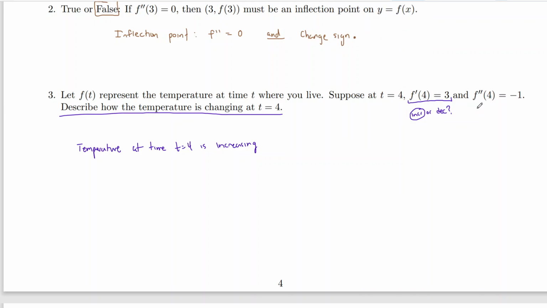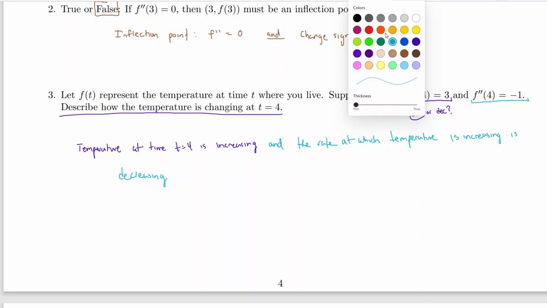Well, we also want to add in our new thing. What does the second derivative being -1 mean? And the second derivative is just the derivative of the first derivative, so it's the rate at which the temperature is increasing. This is kind of wordy and confusing, which is why it can be a little weird to read. Since we know the temperature is increasing, we have to say at the rate at which the temperature is increasing. Well, since the second derivative is negative, it's decreasing.